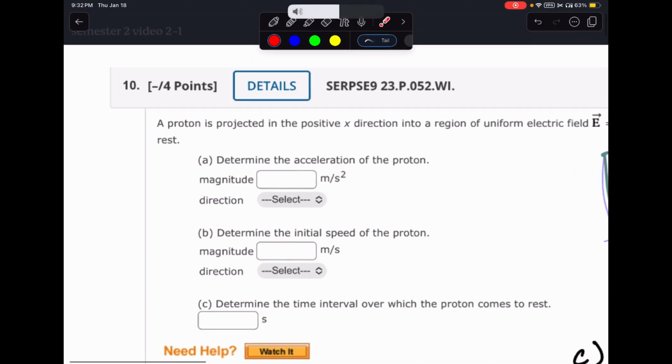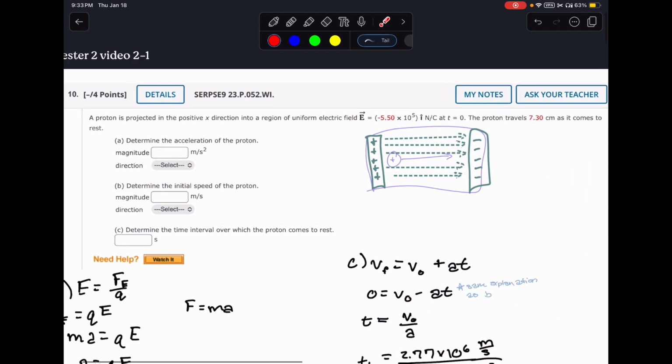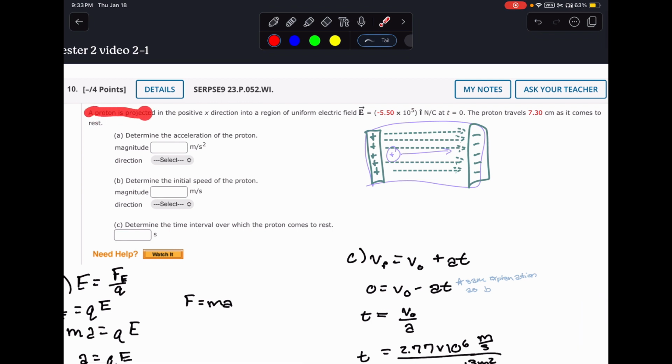So today I will be doing number 10 for Rubicon 9A. So it reads, a proton is projected in the positive x direction into a region of uniform electric field E equals negative 5.50 times 10 to the fifth newtons per coulomb at t equals 0. The proton travels 7.3 centimeters as it comes to rest.